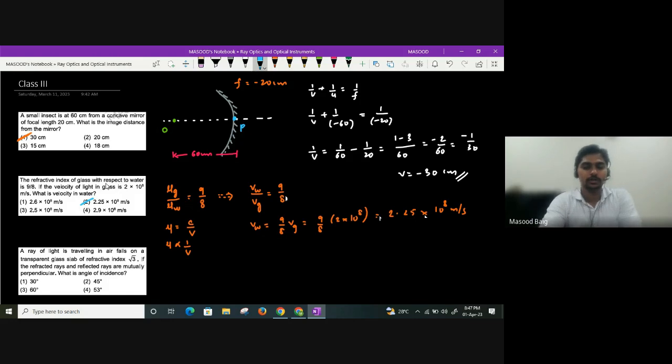Direct question or not? Refractive index is inversely proportional to speed. Refractive index is inversely proportional to wavelength. Refractive index is independent of frequency. When light travels from one medium to another medium, frequency is unchanged, wavelength changes, speed changes. These are basic things again.